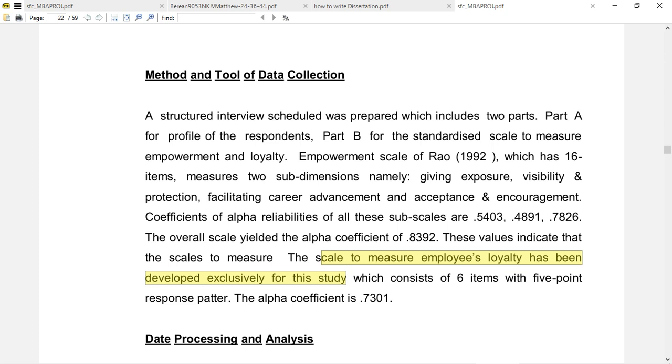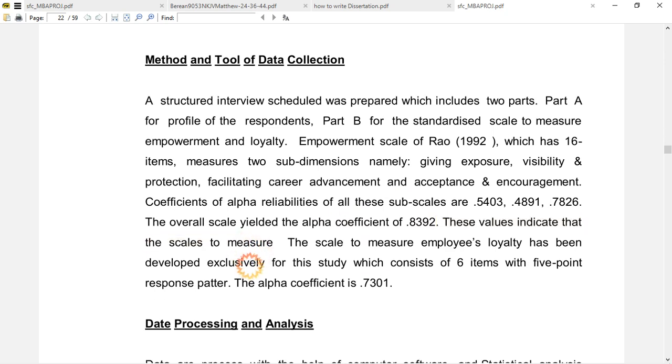I have mentioned the alpha coefficient you can see here of that scale. Every scale's reliability details are mentioned here. So both scales are highly reliable. You can imagine at PG level one can do like this. I'm sure you can also do it.